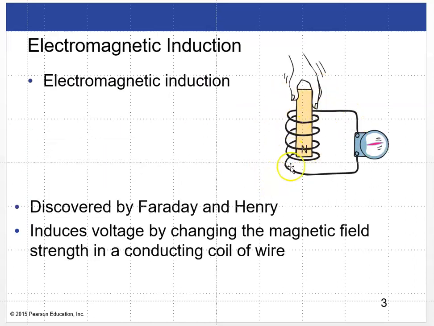Now, this is a curious device. You've got a magnet, a coil of conducting wire, and connect it to something to register a voltage. If you shove the magnet into the coil, the needle will deflect in a certain direction. If you pull the magnet out, the needle will deflect in the opposite direction. In other words, it alternates. This was discovered by Faraday and Henry, and it induces a voltage by changing the magnetic field strength in a conducting coil of wires. You shove the magnet in, you change the field strength in this conductor.